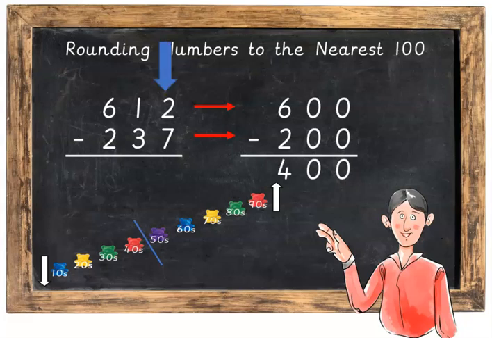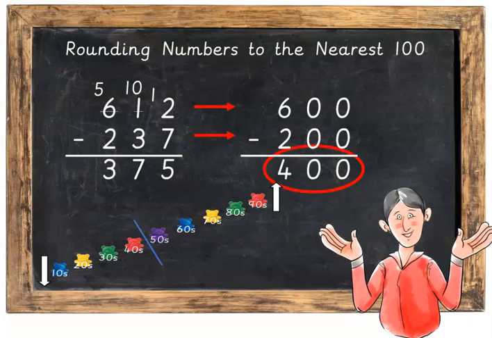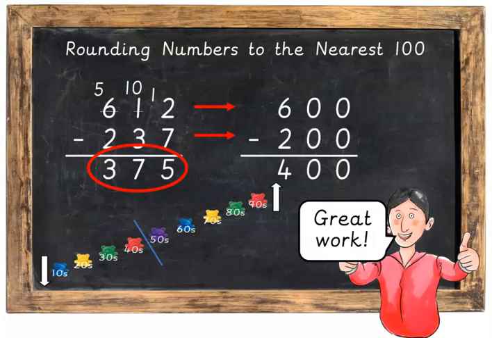Now back to our original sum. 2 take 7 we cannot do, so go next door and ask for 10 more. Bring over the 10, 12 take 7 is 5, but 0 take 3 we cannot do, so go next door, ask for 10 more and bring it over. 10 take 3 is 7, then 5 take 2 is 3, which is 375. And again, the estimated answer, using rounded numbers, isn't too far off the accurate answer. There's only 25 in the difference. Great work!